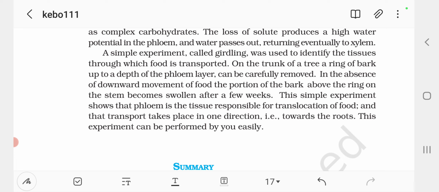This simple experiment shows that the phloem is the tissue responsible for translocation of food and that the transport takes place in one direction, that is, towards the root. This experiment can be performed by you easily.